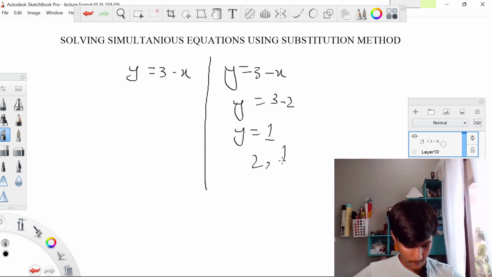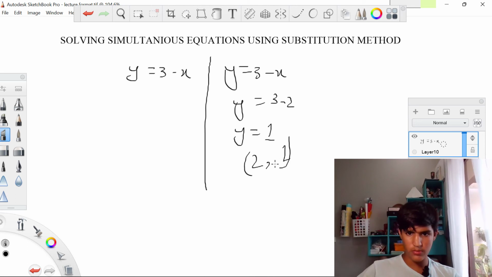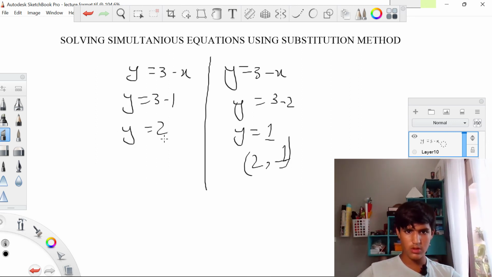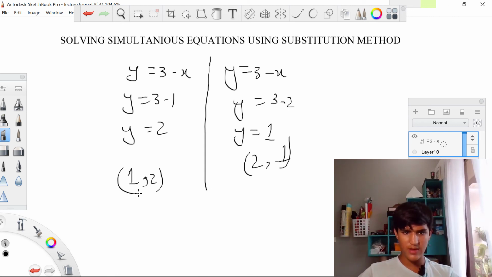2 comma 1. Here we have in coordinate form, one of the answers is 2 comma 1. And the other answer is y is equal to 3 minus 1, which is y is equal to 2. 1 comma 2. So the value of x is 1 and the value of y is 2. This is how you solve these types of questions.